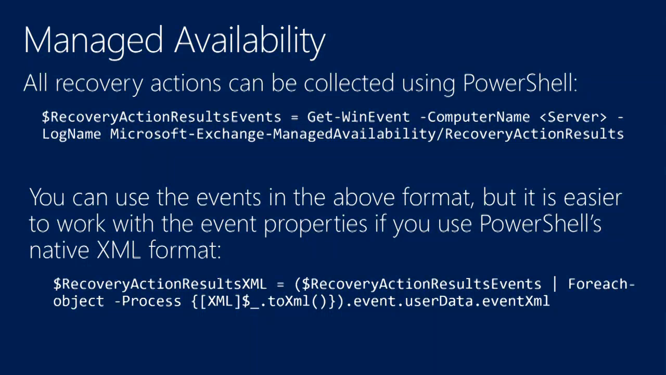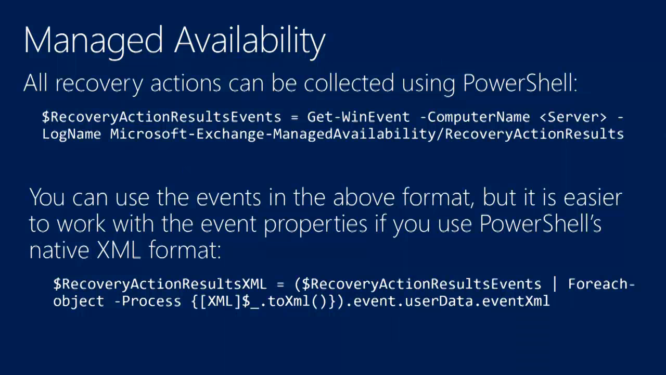The first one, as you can see up there, we're just getting the event log for the Crimson Channel itself. So we've defined this variable, recovery. In fact, I'll point to it with the mouse. This variable right here, RecoveryActionResultsEvents. And all we're doing is using Get-WinEvent to interrogate a specific event log for information.